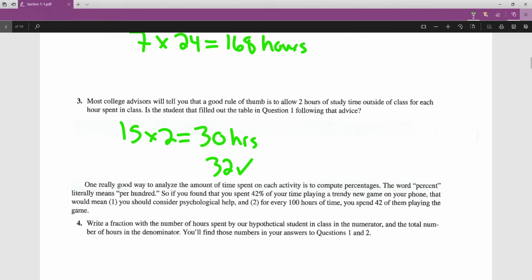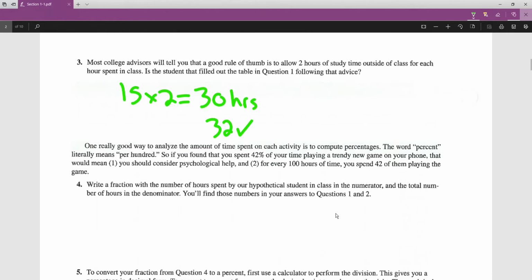One really good way to analyze the amount of time spent on each activity is to compute percentages. The word percent literally means per 100. So if you found that you spent 42% of your time playing a trendy new game on your phone, that would mean that you should either consider psychological help or that for every 100 hours of time you spend 42 of them playing the game.